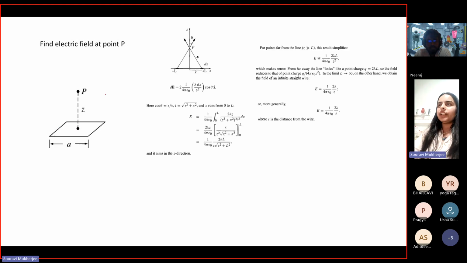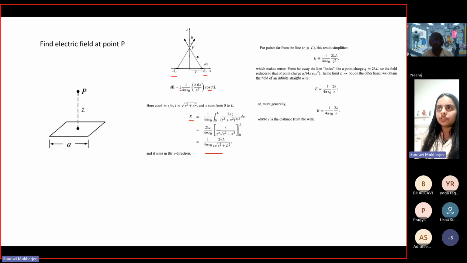Here again, you can do similar things, but now your point is not at one side. Basically, you have your line on both sides of your test point. So you have your limit from minus L to plus L. There'll be 2 components which will add up, so you can have 2 into cos theta, right? The other things remain the same, and only the Z component remains. And then you try to find how the field will be, right?